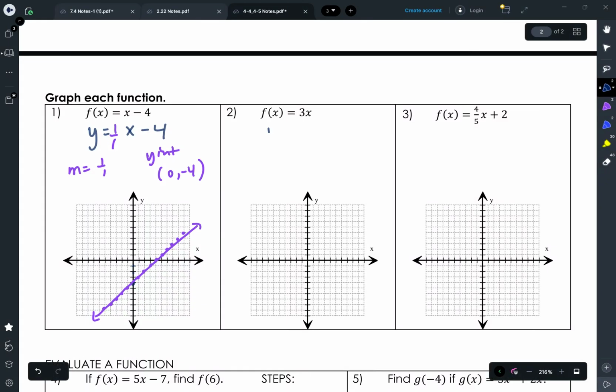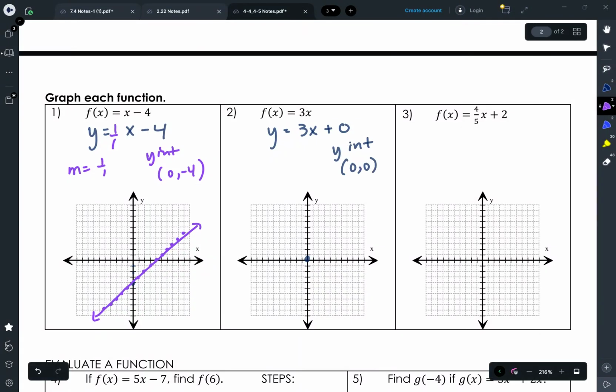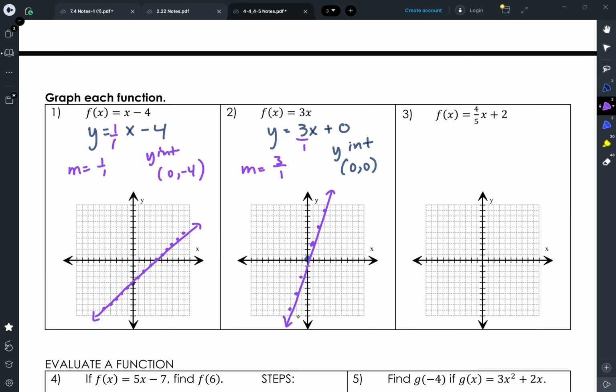F of x just really means y equals 3x. There's nothing after the x, so there's a plus 0, so I start at 0, 0. That's going to be my y-intercept. And then my slope is going to be 3 over 1. I can always make a whole number and put it over 1. So up 3, 1 to the right, and I'm going to keep making that slope. I could also go down 3, 1 to the left. These are points on the same line, and I can connect again.